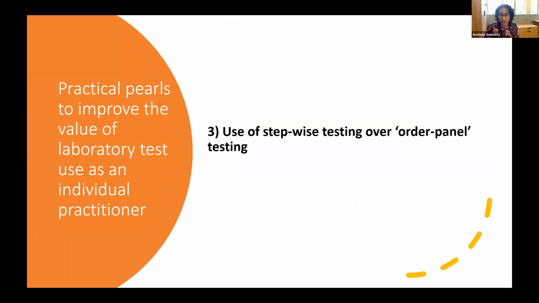So the practice pearl here is use of stepwise testing over order panel testing. You will actually save yourself a lot of time and a lot of effort in trying to interpret what happens if the TSH is normal, but the free T4 is high and free T3 is low. You kind of avoid all of these different conundrums when you stick with stepwise testing, and you know exactly why you're ordering the next test.